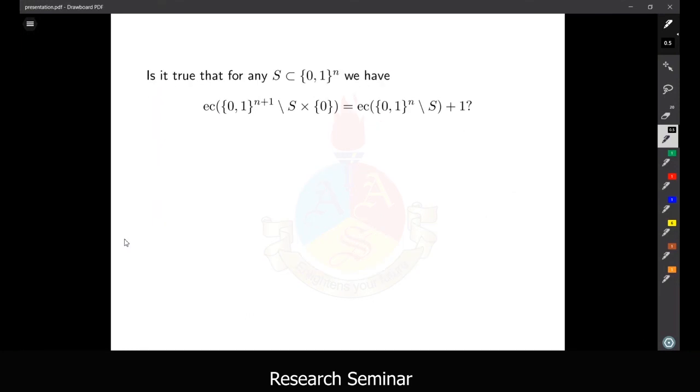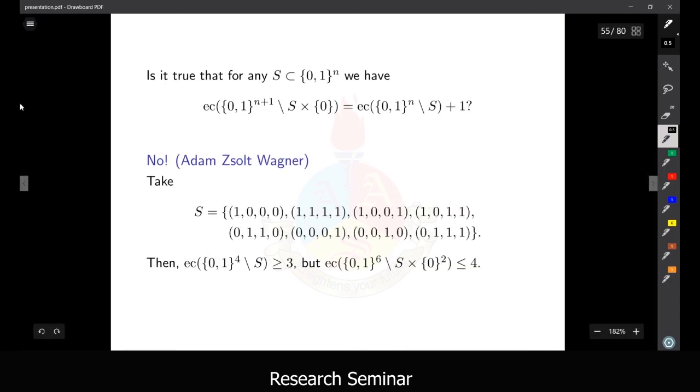Anyway, we can still ask whether we have this equality: that if we remove some evident column from our set, then we actually get the equality. So if we go 1 dimension lower, then we can just add the 1 plus 1. We have a counterexample by Adam Zsolt Wagner, who considered some set S in the 4-dimensional cube. We can check by hand that we need at least 3 hyperplanes to cover the set S. But if we consider our extended set S in 6 dimensions, I mean just by adding 2 zeros at the end of each of our points from the set S, then the number of hyperplanes needed is lower and is at most 4.